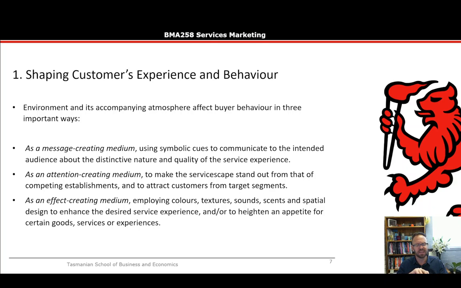So to make the servicescape stand out from all those other competing establishments, and not just other competing firms, but also other things that compete for our attention, right? And to attract customers from our target segments. And the last of all of this element is an effect creating medium. So employing colours, textures, sound, scent, spatial design to enhance the desired service experience and to heighten the appetite for certain goods, services and experiences. Right, so that was the first one.